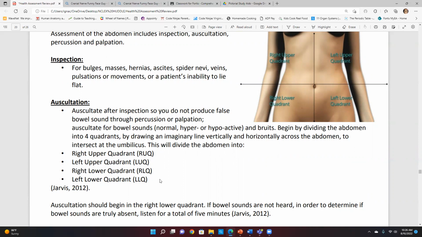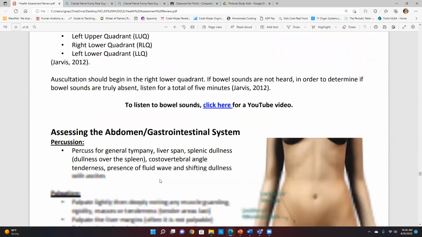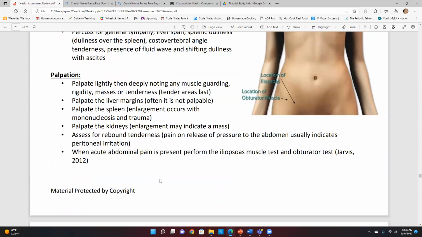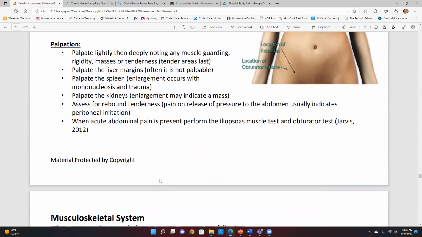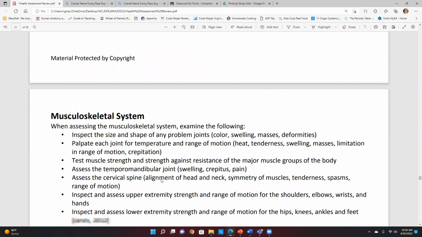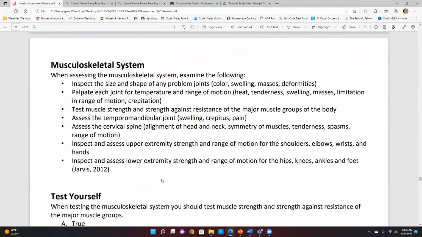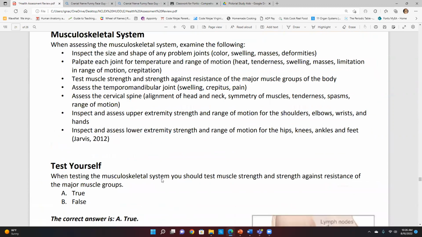But so we're inspecting, we're auscultating, we're percussing, we're palpating, right? If the patient complains of pain, tenderness, obviously that's not going to be a normal finding. That's something that we have to definitely report or investigate a little further.